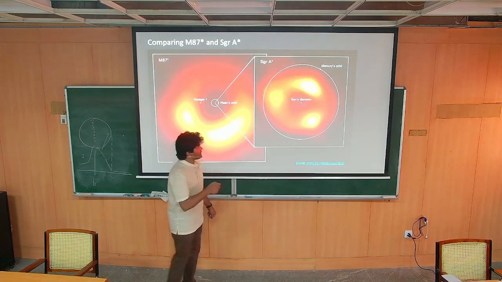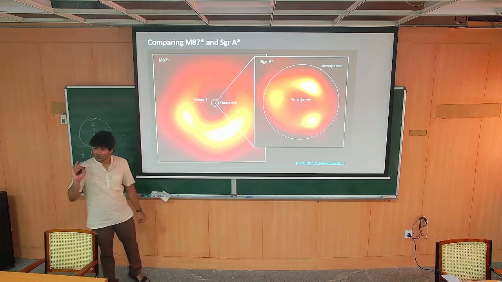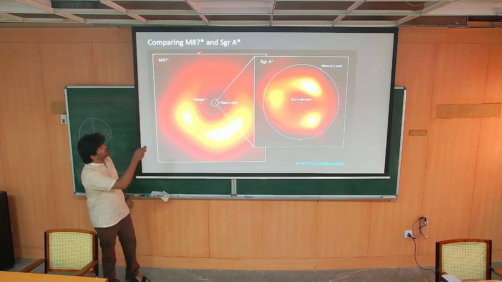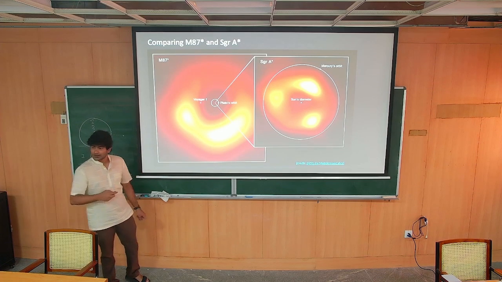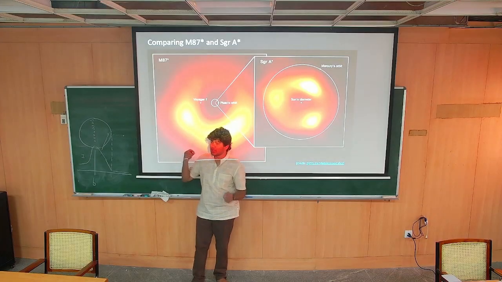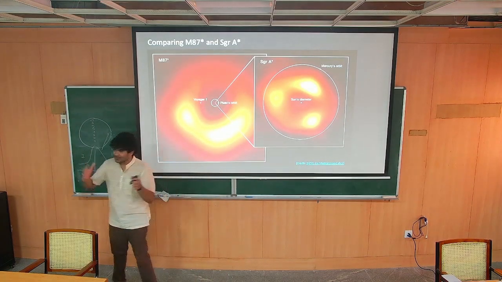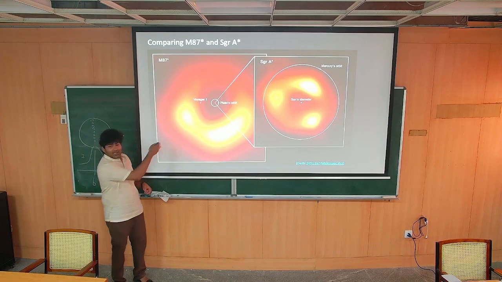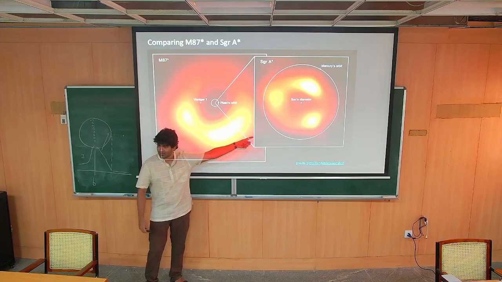Okay, so let me just shift to this figure. We've actually imaged two black holes so far. We imaged M87 that we talked about, and we imaged Sagittarius A star. Sagittarius A star is this black hole over here, the black hole at the center of our own Milky Way. It's 1,000 times lighter, whereas this guy is 1 billion times the mass of our own sun. This guy is 1 million times the mass of our sun.